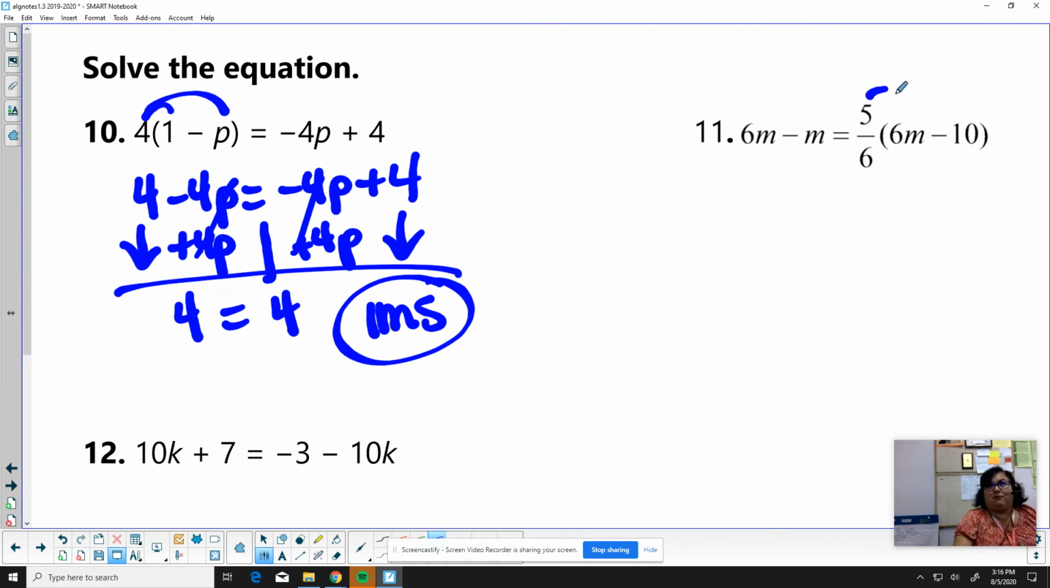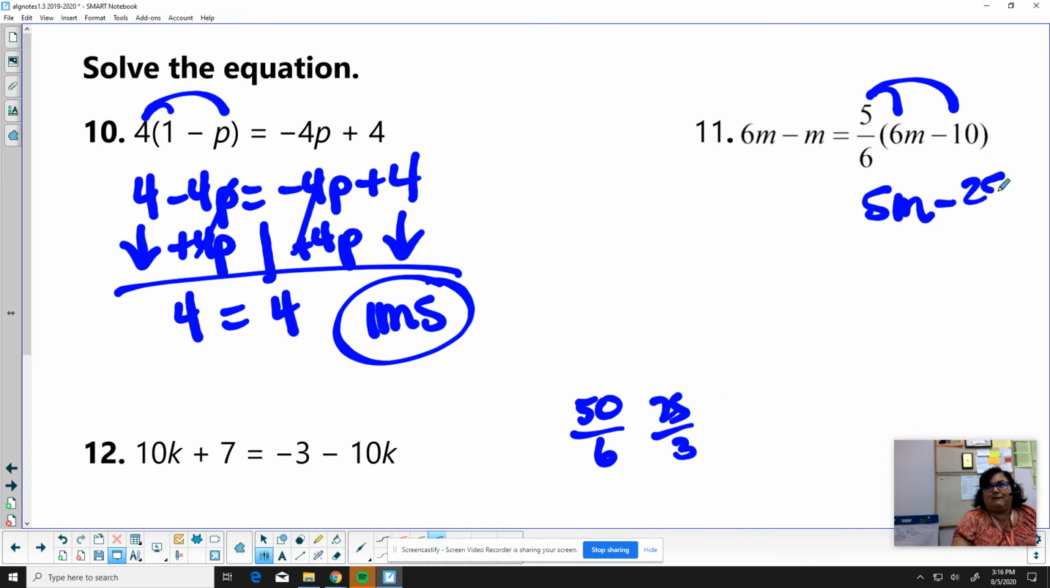Here I've got a distributive property problem again. So that'd be 5m, use your calculator, minus, let's see, 50 over 6, because 5 times 10, 50 over 6 can be 25 over 3. So 25 over 3, and then equals, that's just 5m because there's a 1 there, 6m minus 1m. All I did was combine like terms there.